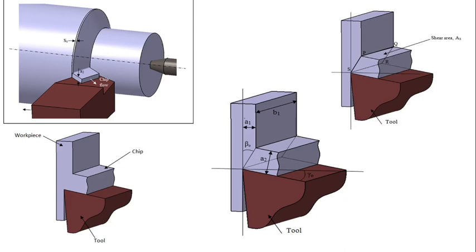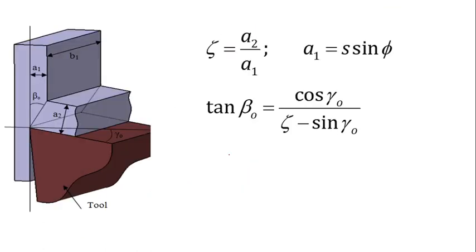Now this is the chip formation. It is clearly showing how the chip is forming. The job is coming in this direction. Chip is flowing in this particular direction. Here a schematic has been shown. This is A1. A1 is equal to s sin phi. Phi has already been given as 75 degree. This is the shear angle. So these are the things that you are going to study. This is A2. So chip reduction coefficient would be A2 by A1, and that you can calculate by collecting the chip.